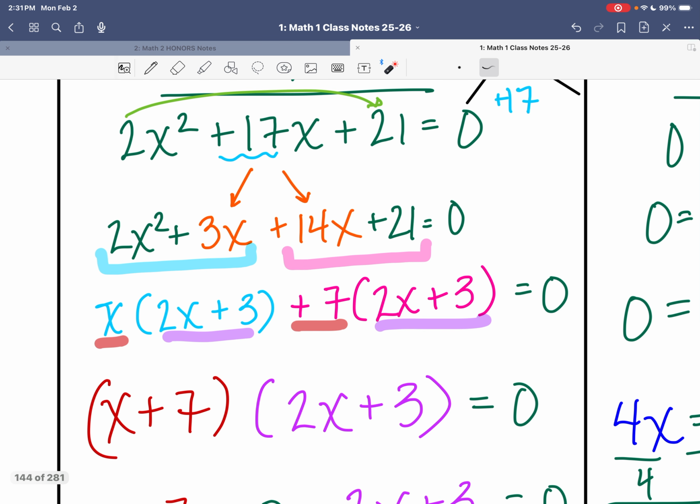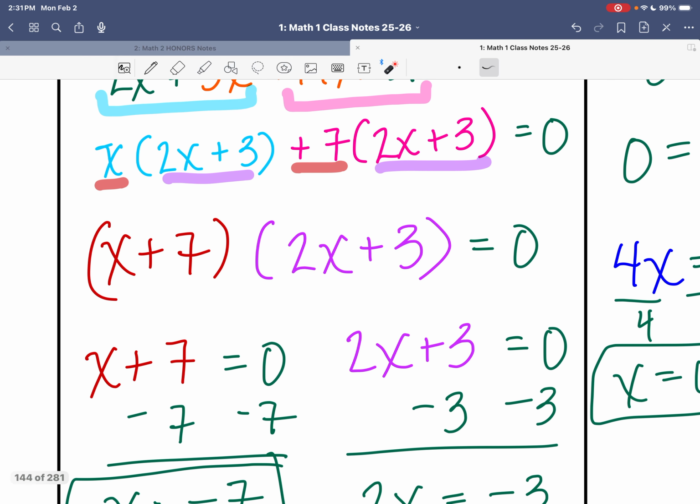And then remember, within here, we're going to factor out the GCF, which is x, and whatever is left over goes inside the parentheses. And then for this part, we're going to factor out the GCF, which is 7, and then whatever is left over goes inside the parentheses. So now, these two make one set of parentheses, or one factor. These two make the other set of parentheses, and remember, these should be the same. And then we're setting each part equal to 0.